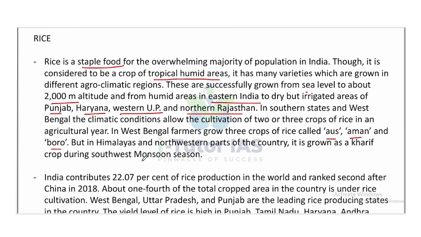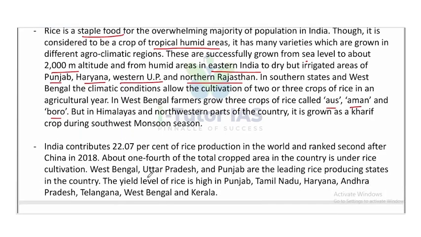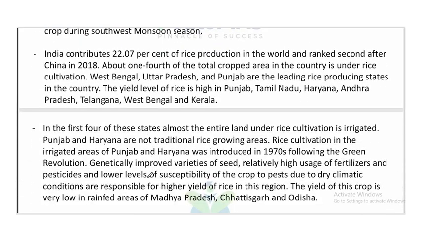Now, India contributes 22.07% of rice production in the world and ranked second after China in 2018. About 1/4 of the total cropped area in the country is under rice cultivation. West Bengal, Uttar Pradesh and Punjab are the leading rice producing states in the country.